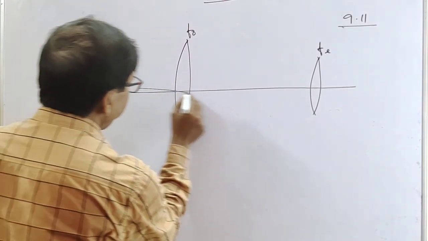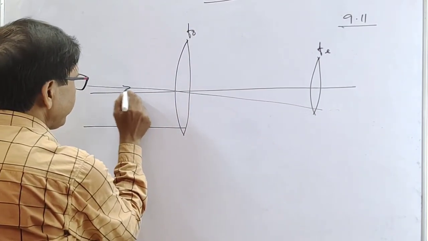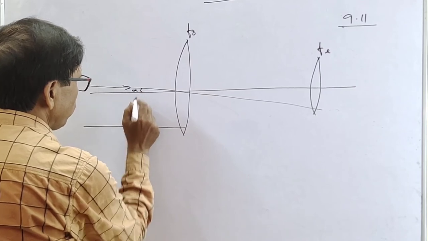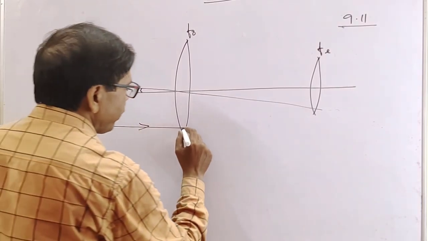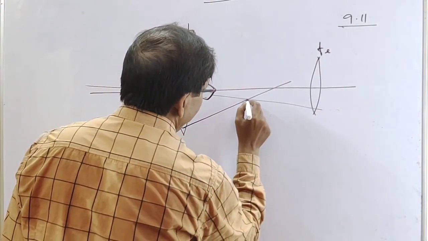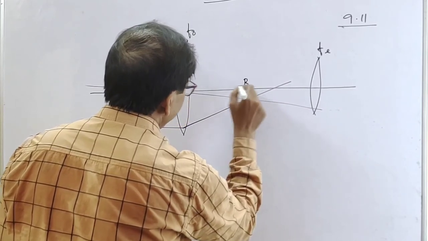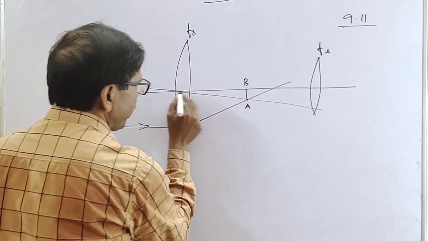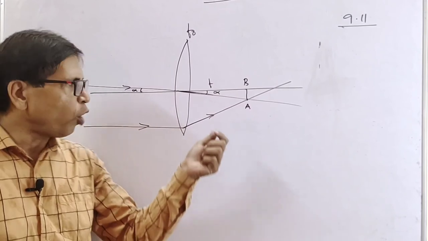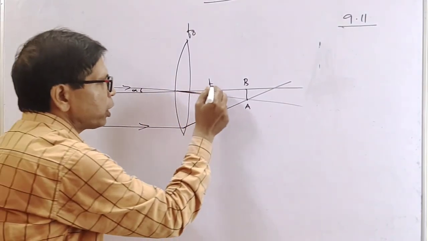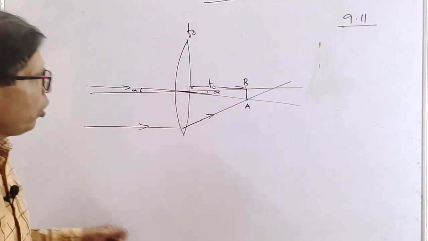Suppose rays from infinity are incident on the objective. So look at this, this angle is alpha. After refraction, they form an image at the focal plane of the objective. So this is the image AB. As this angle is alpha, this angle is also alpha. As the image AB is formed at the focal plane of the objective, this distance is FO.